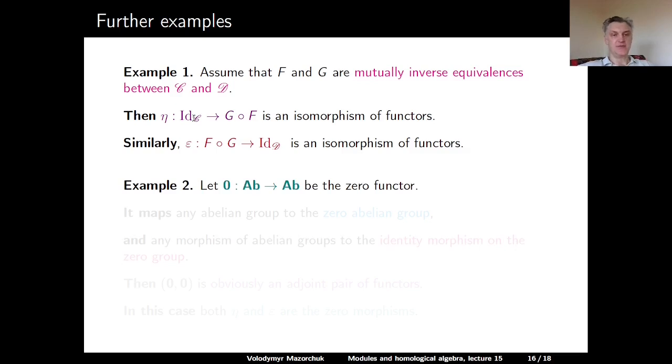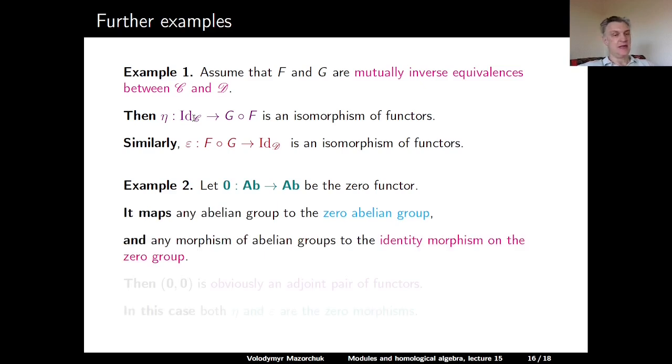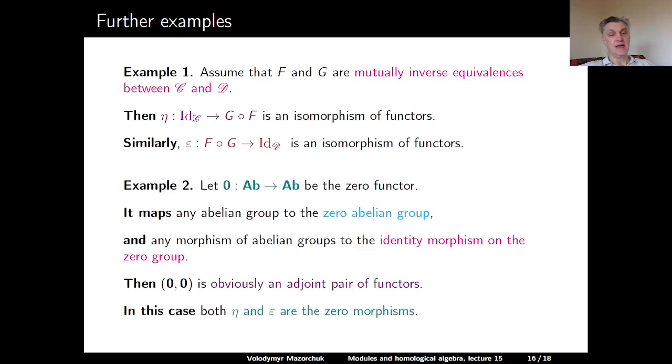Here's another example, example 2. Consider the zero functor from the category of abelian groups to itself. This functor maps any abelian group to the zero abelian group and any morphism of abelian groups to the identity morphism on the zero group. Then, of course, (0, 0) is an adjoint pair of functors. So the zero functor is left and right adjoint to itself. And in this case, both eta and epsilon are the zero morphisms.